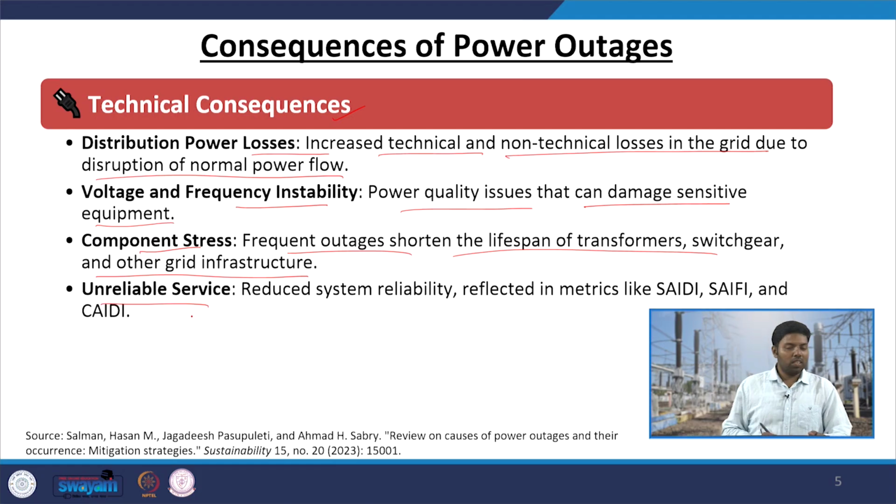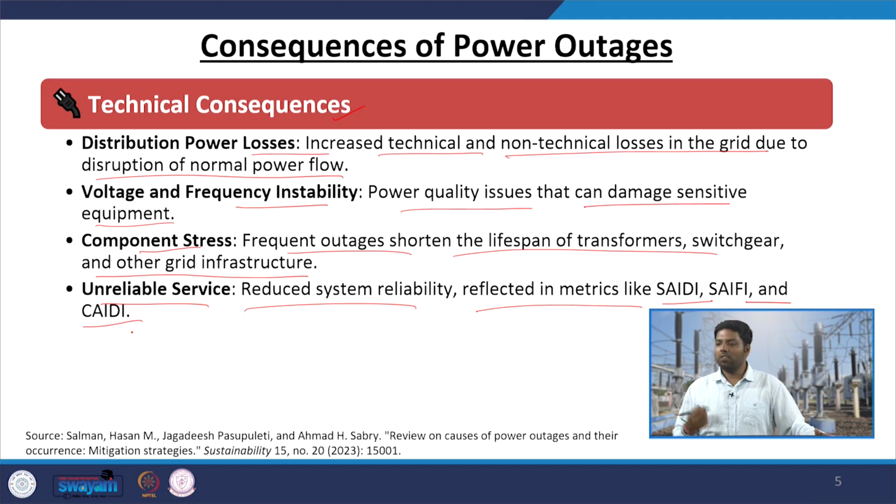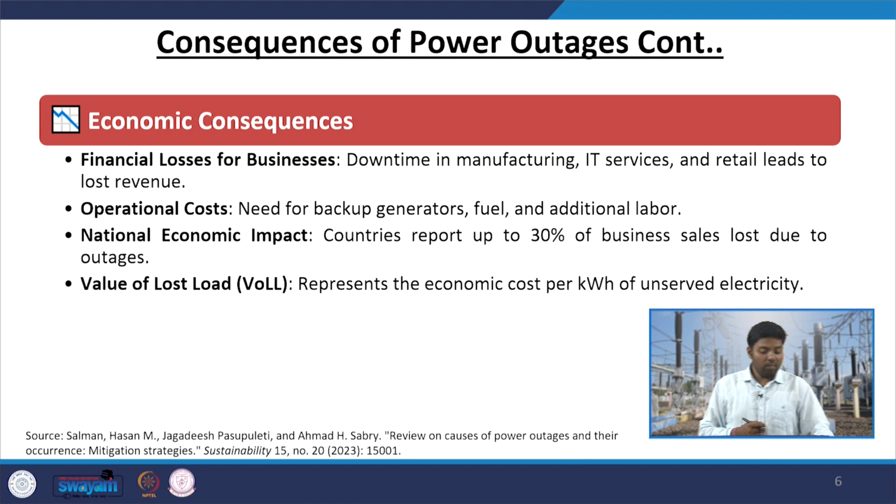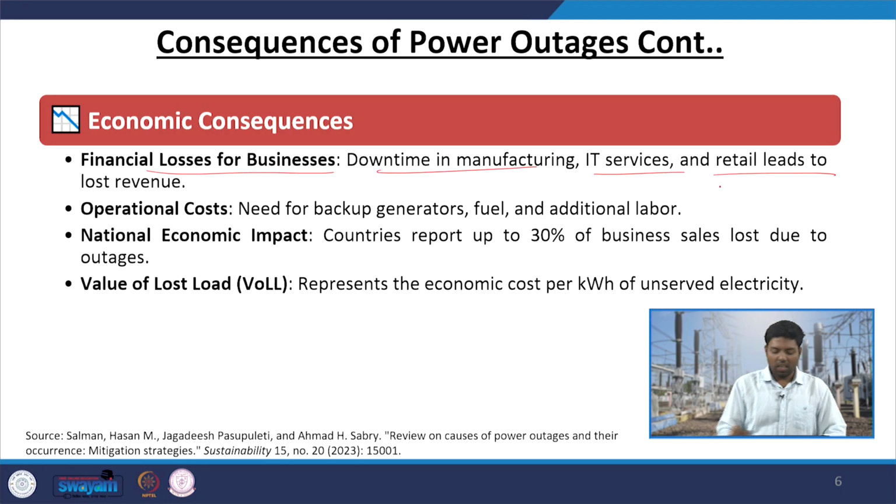Then unreliable service, reduced system reliability reflects in metrics like SAIDI, SAIFI and CAIDI. So, that we have studied already in our reliability study. Then economic consequences. Obviously, along with the technical ones, if you cut your customers off from supply, you will also experience monetary loss. So, financial losses for business: downtime in manufacturing, IT services and retail leads to loss of revenue.